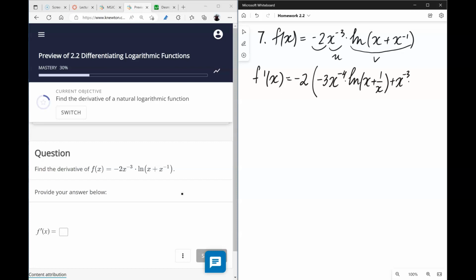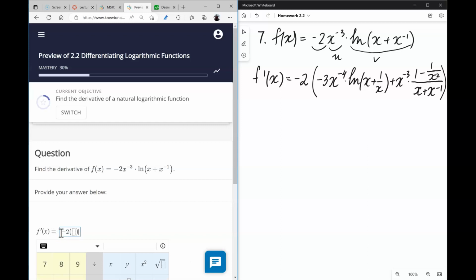And v prime here, it's the derivative of a logarithmic function, so we put the input in the denominator, and in the numerator we put the derivative of whatever we just put in the denominator. So here's the final answer. We can distribute and simplify, but let's not worry about that.